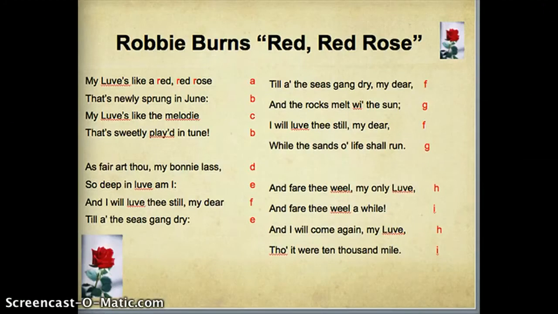Oh, my love is like a red, red rose that's newly sprung in June. Oh, my love is like the melody that's sweetly played in tune. As fair art thou, my bonny lass, so deep in love am I. And I will love thee still, my dear, till a' the seas gang dry. Till a' the seas gang dry, my dear, and the rocks melt with the sun. And I will love thee still, my dear, while the sands of life shall run. And fare thee weel, my only love, and fare thee weel a while. And I will come again, my love, though it were 10,000 mile.